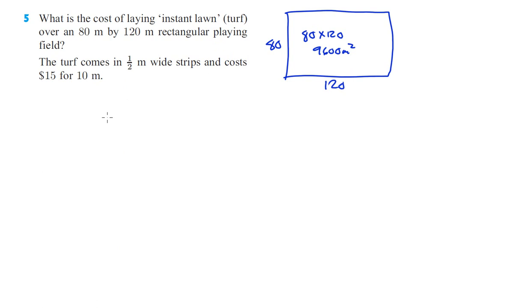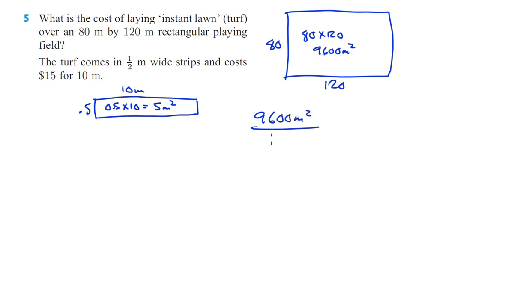Now the turf comes in 1/2 meter wide by 10 meter long strips. So the area of this here is going to be 0.5 times 10, which is 5 square meters. So each strip is 5 square meters. Okay, so we have 9,600 square meters to cover, and each one of those strips is going to be 5 square meters.